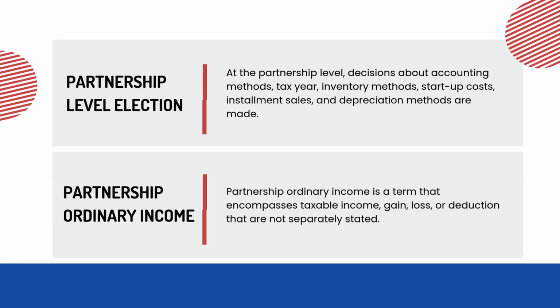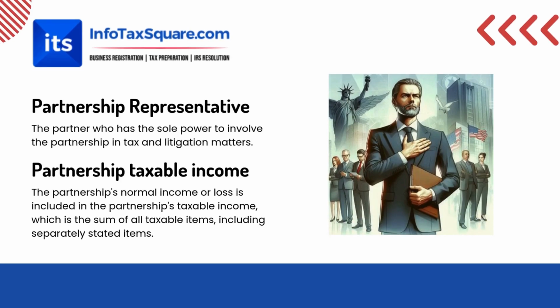Partnership level election. At the partnership level, decisions about accounting methods, tax year, inventory methods, startup costs, installment sales, and depreciation methods are made. Partnership ordinary income. Partnership ordinary income is a term that encompasses taxable income, gain, loss, or deduction that are not separately stated. Partnership representative. The partner who has the sole power to involve the partnership in tax and litigation matters. Partnership taxable income. The partnership's normal income or loss is included in the partnership's taxable income, which is the sum of all taxable items, including separately stated items.